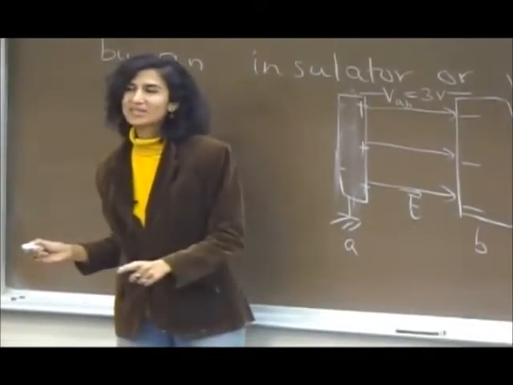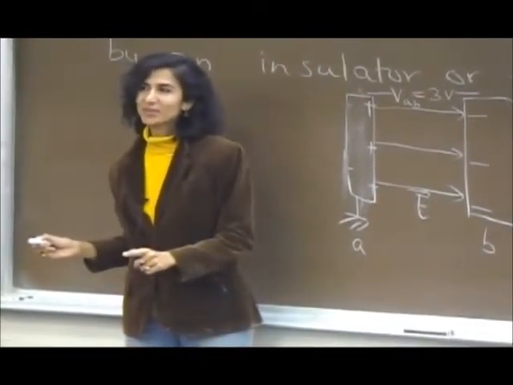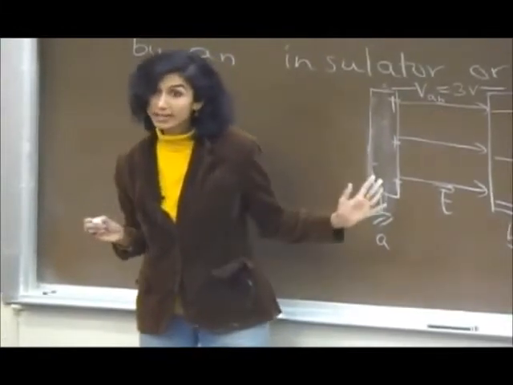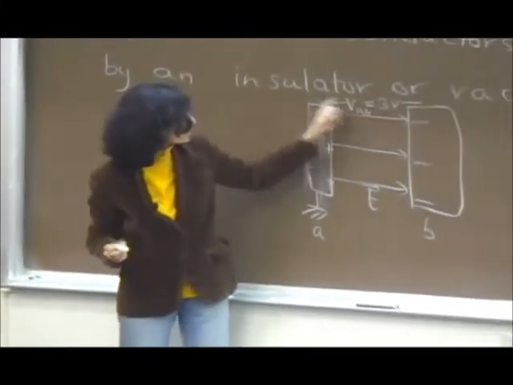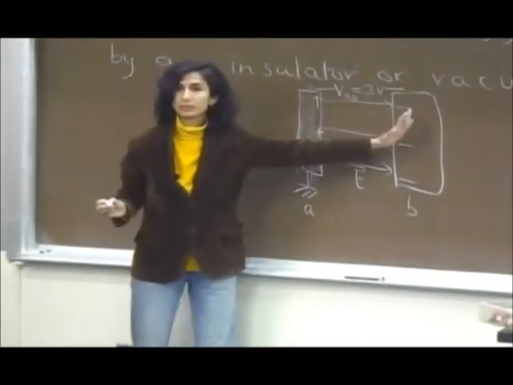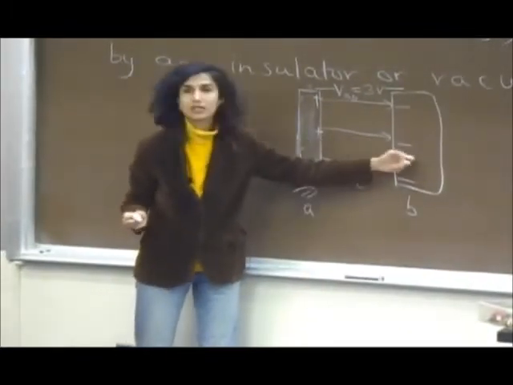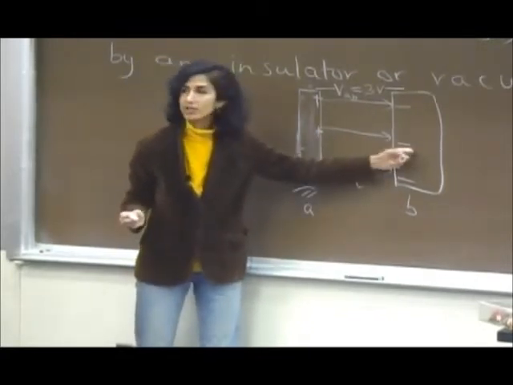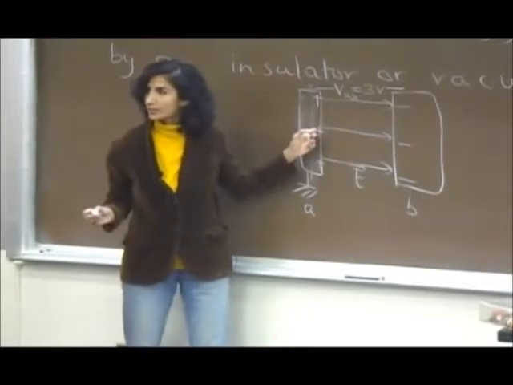Which one is at a higher potential? The positive plate or the negative plate? The positive. The positive is always higher, right? So when I say the potential difference is 3 volts, I'm saying this is 3 volts higher than that one. If I choose to call this plate 0 potential, this will be 3. If you choose to call it 5 volts, then this is 8, etc.